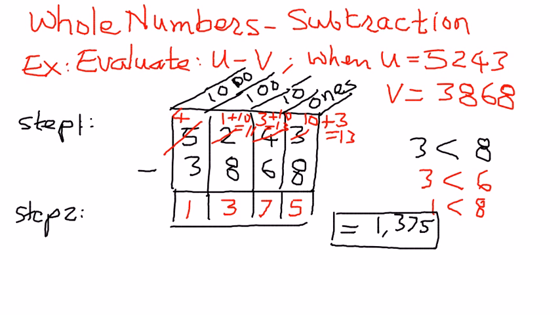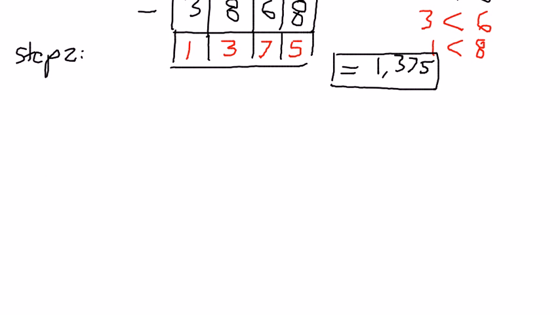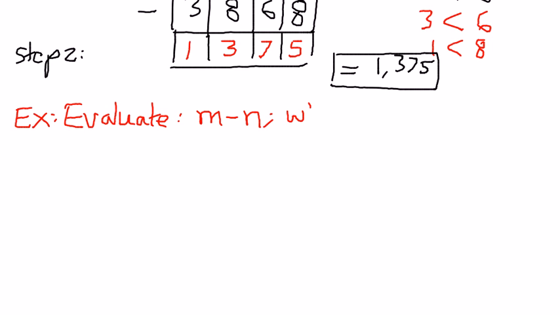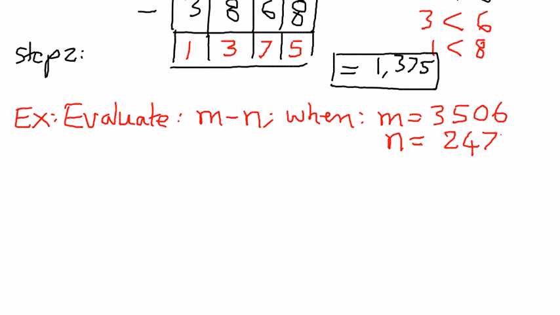Let's look at another example. In this example, let's say we want to evaluate m minus n when m is equal to 3506 and when n is equal to 2477. Very similar to the problem we had in the previous example.